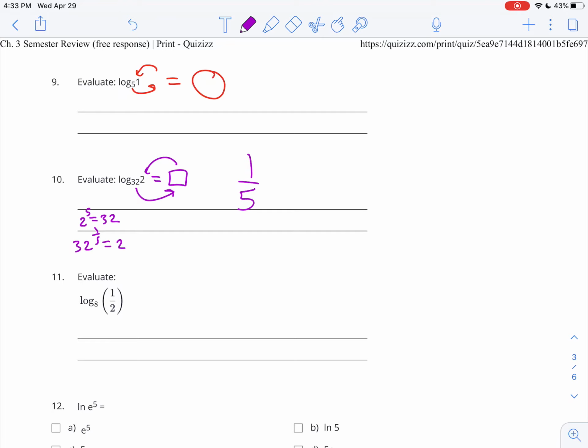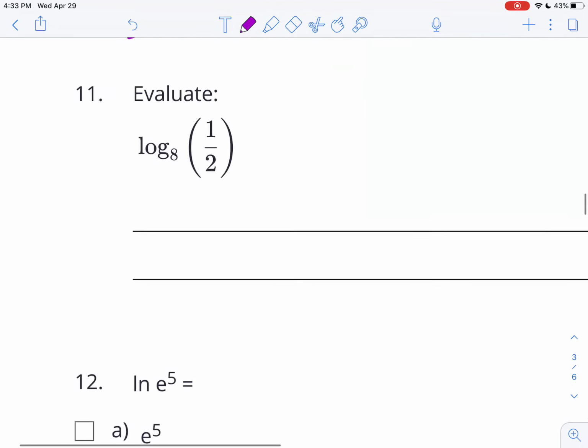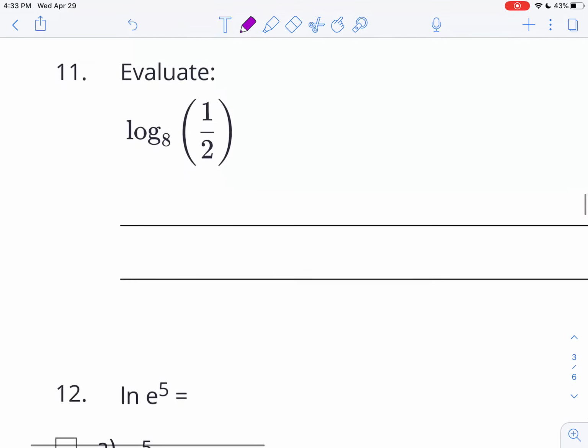So going to smaller numbers, that means we're taking roots. And so we'll have fractions there. All right, number 11. So we are going from 8 to 1/2. So a couple issues are happening here. I know that 2 cubed equals 8, which means that 8 to the 1/3 equals 2.